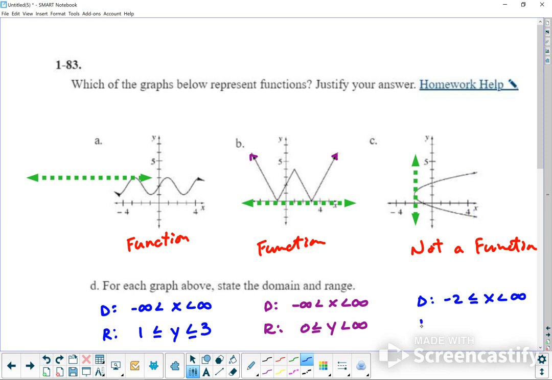Okay. The range, and because it keeps going this direction, which means it's going to slowly go down, and it keeps going this direction, which means it's going to keep going up. So the range is going to be all the way down at negative infinity, and you can't reach negative infinity, so no underline. It's y, and it's going to go all the way to infinity. All right.